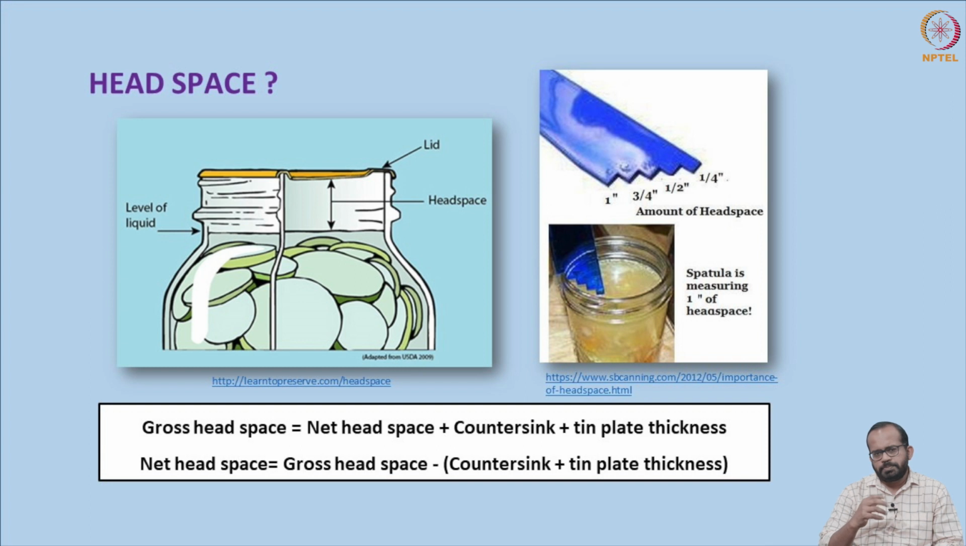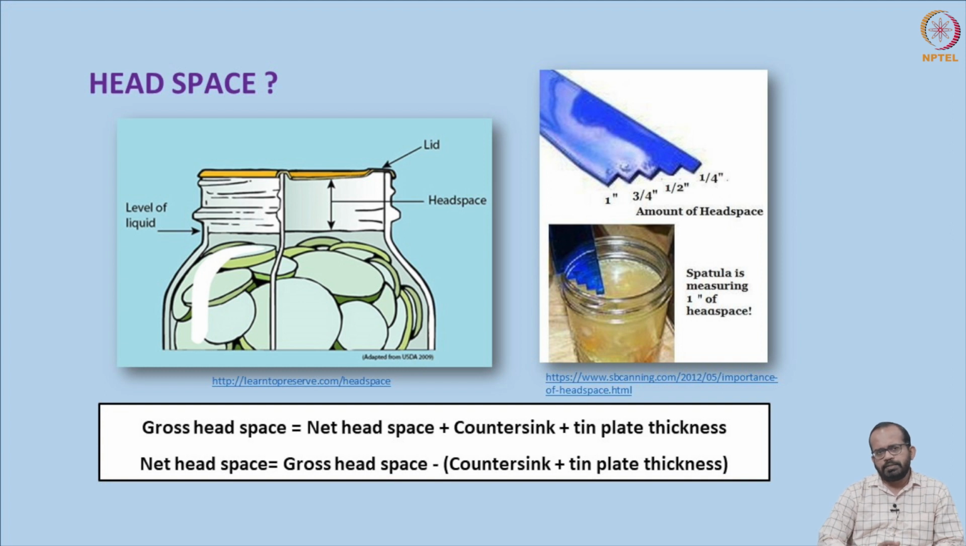Headspace is one of the important factors in filling a container for canning. There are two types of headspace, known as gross headspace and net headspace. Gross headspace is calculated using the formula: net headspace plus countersink plus tin plate thickness. Net headspace is calculated as gross headspace minus the sum of countersink and tin plate thickness. So these are the two parameters we use to measure headspace. Different gadgets and spatulas are also available to properly measure the headspace of the container.